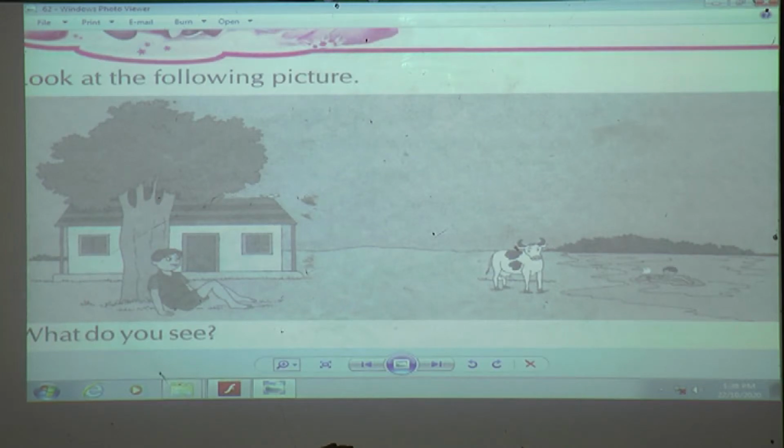Then next, you can see one boy is swimming. Where is he swimming? He is swimming in the lake. Inside the lake he is swimming. And one more thing, what can you see? See here, what is this, students? A bird is there, and where is it sitting? It is sitting on the roof of the house.